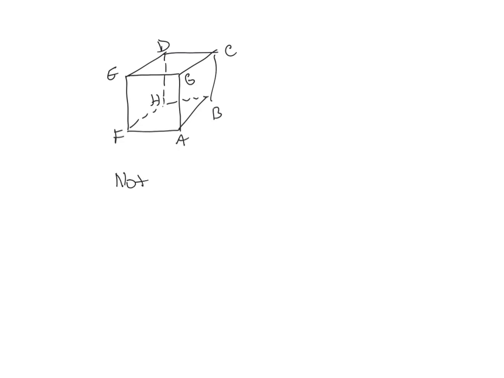But some of the questions might be, not coplanar with FAB. So FAB is talking about the bottom. So which points are not coplanar with FAB? It would be the top: E, D, C, and G, or G and C. The order doesn't matter. Okay.